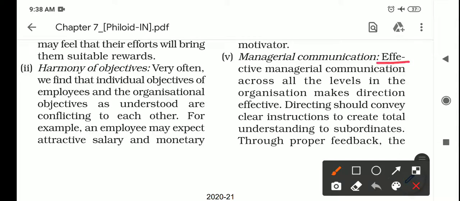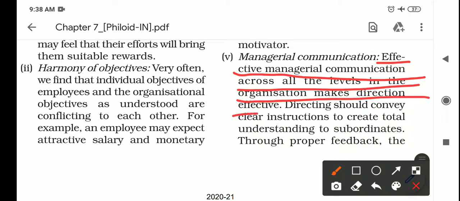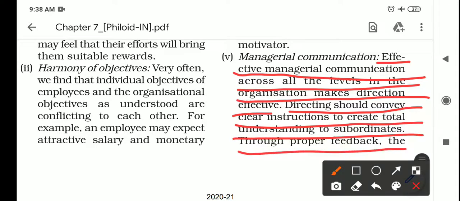So effectiveness of managerial communication across all the levels in the organization makes directions effective. Directing should convey clear instructions to create total understanding to the subordinates through proper feedback.